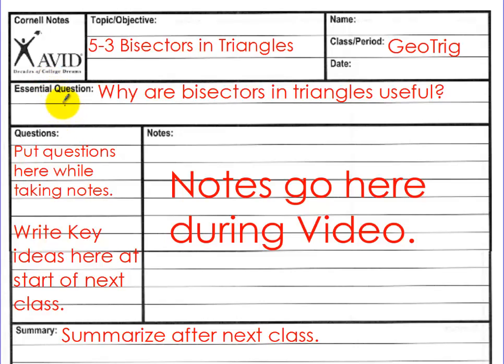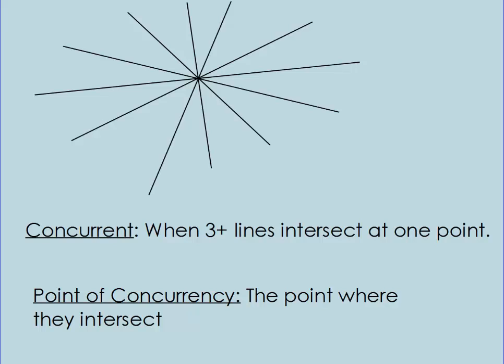Welcome GeoTrig. This is section 5.3, bisectors in triangles. The essential question is, why are bisectors in triangles useful? Let's begin. So a few vocab words.